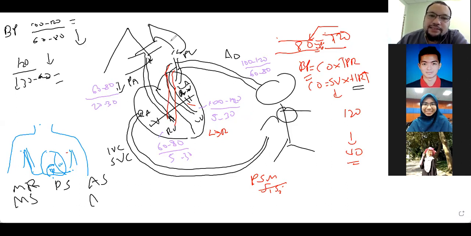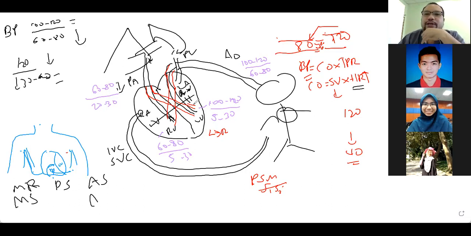From the lungs, into the pulmonary vein, into the left atrium, to the left ventricle, it should go to the aorta, but now it goes to the pulmonary artery, into the lungs, then pulmonary vein, left atrium, left ventricle, and back into the PA. What is this called? Transposition of great arteries. So this is TGA. So what happens to this baby?